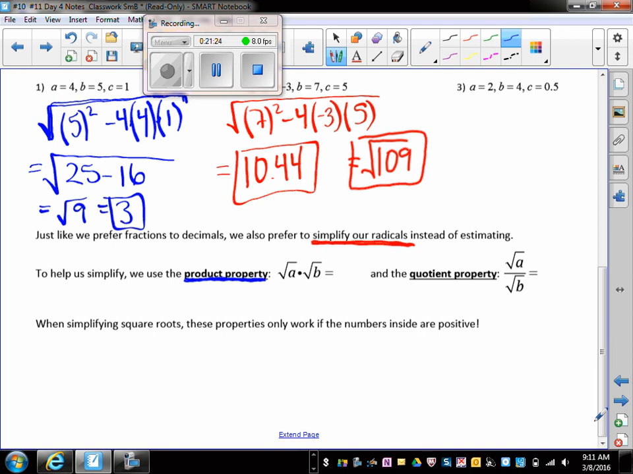Right. So when we have the same index, and I just multiply what's underneath together, I multiply my radicands together. So this would be the square root of A times B. So again, as long as my index is the same, I just multiply what's underneath together. So let's say, for example, I have square root of 8 times square root of 4. What would that give me? The square root of 8 times 4? And what is 8 times 4?